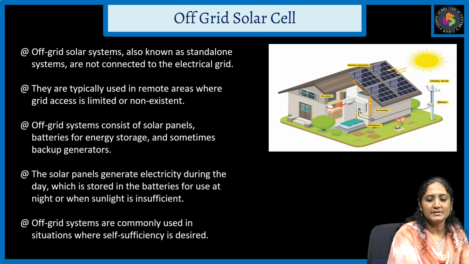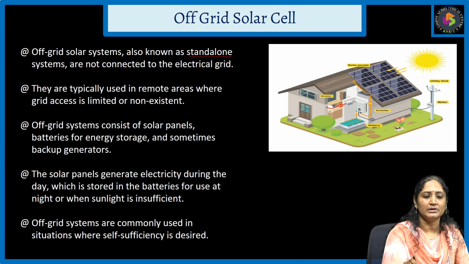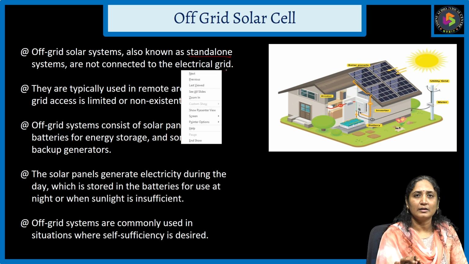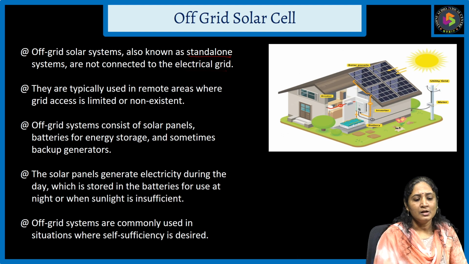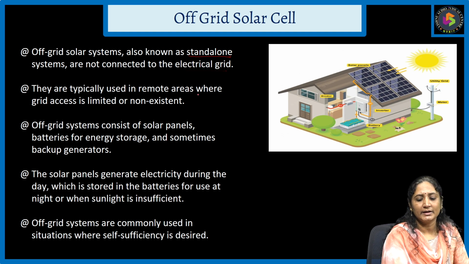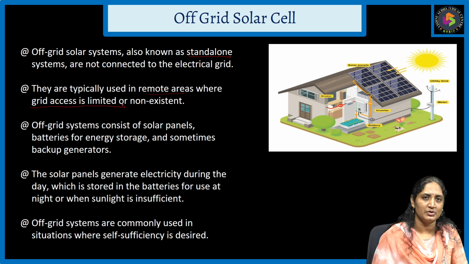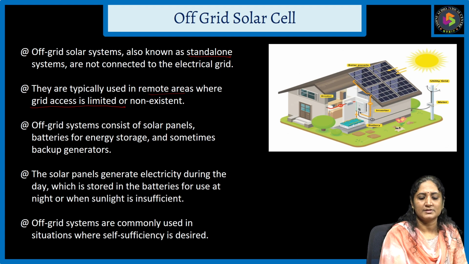Off-grid solar systems are also known as standalone systems, which work by themselves. Standalone systems are not connected to any electrical grid. They are typically used in remote areas where grid access is limited. If the grid access is limited, then we can use off-grid solar systems, where the grid is non-existent.